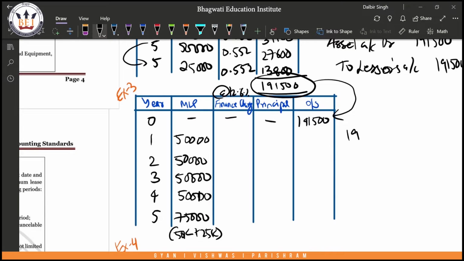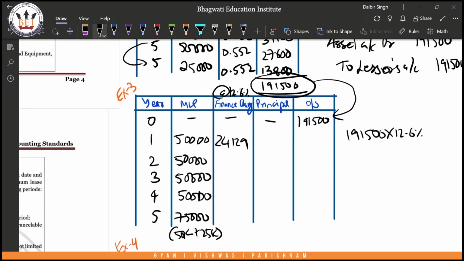It will be 1,91,500 into 12.6 percentage. Yes, so my finance charge will be around 24,129. Now 24,129 is nothing but, how did I get? That is 1,91,000 into the percentage. Now I have paid how much? I paid 50,000.